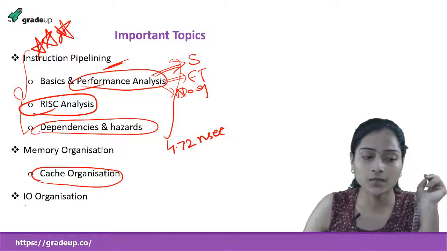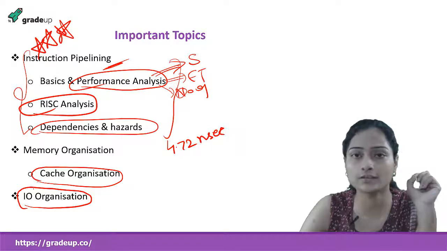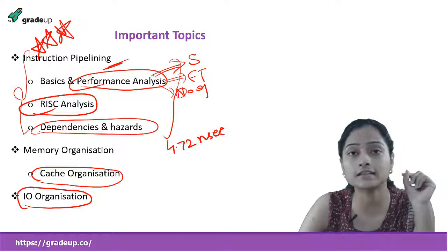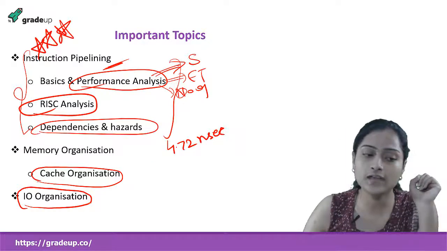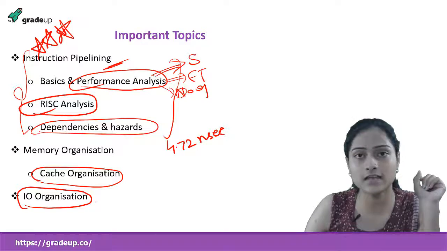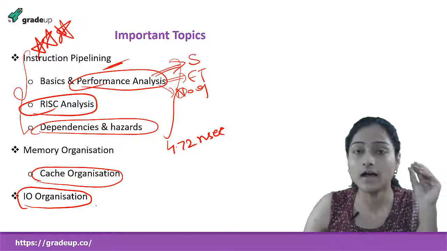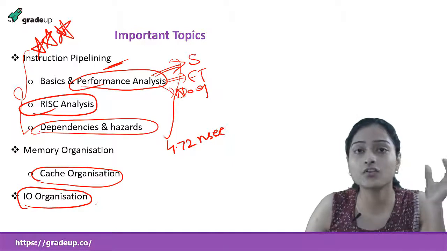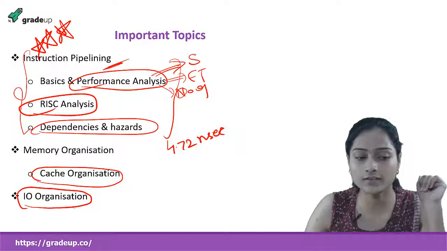Then came the input-output organization. Guys, I would say that this topic is important but not that important. Questions are not asked that frequently from this particular topic. Just get thorough with the hard disk structure and the average time or latency required for accessing a particular instruction or data, the read time which you need for accessing the hard disk.